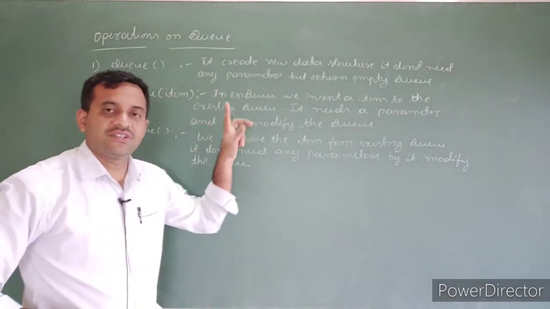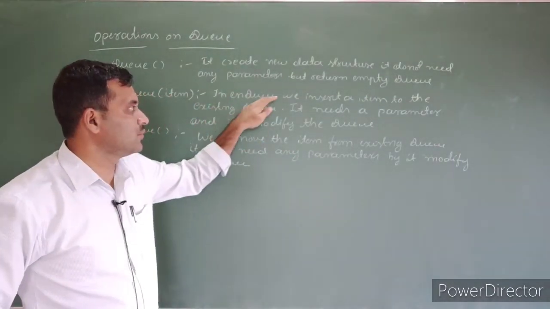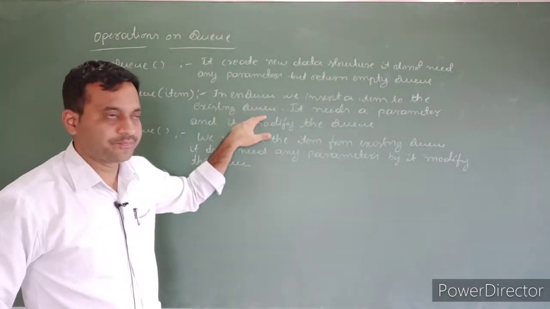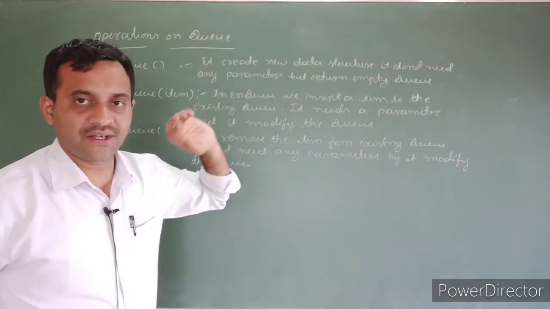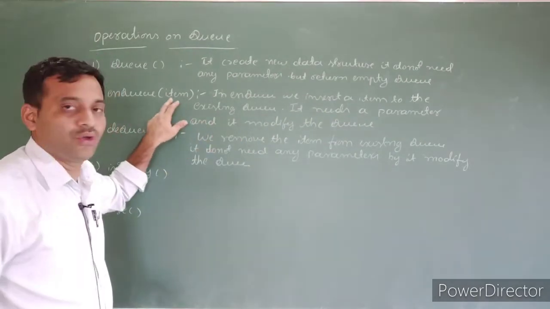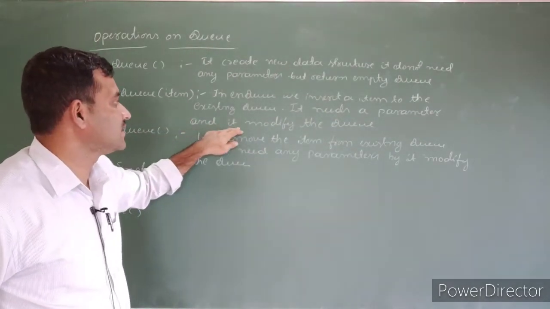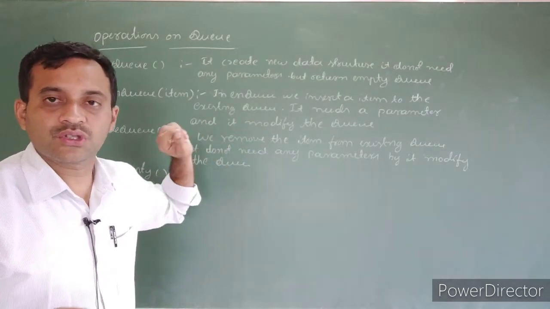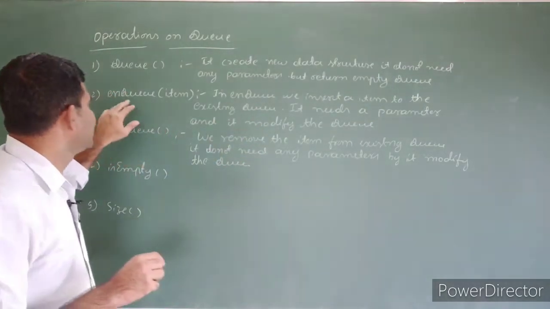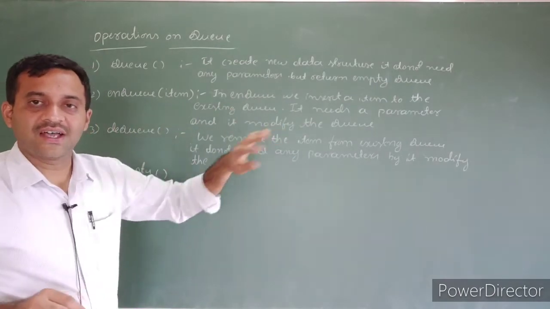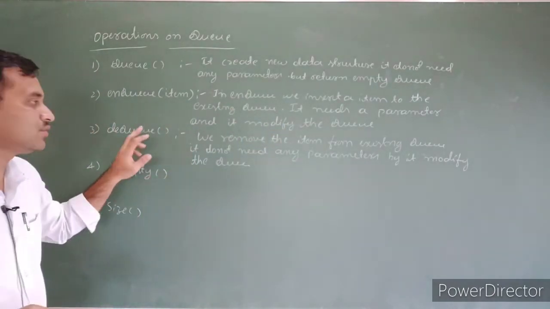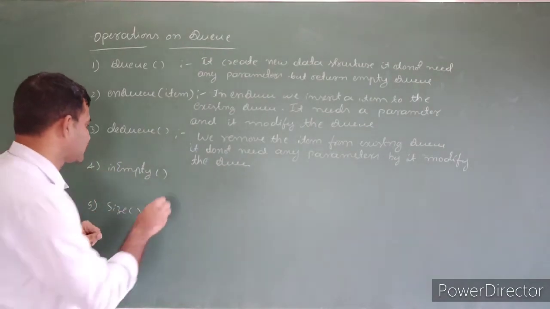NQ is a process to insert a new element. In NQ, we insert a new element into the existing queue. It needs a parameter, that parameter is the new item, and it modifies the queue. The processes NQ and DQ both modify the queue. In NQ, it increases the size. In DQ, it decreases the size. But DQ does not need any parameters.